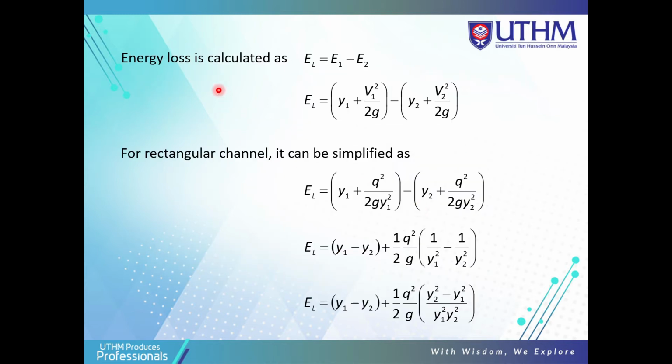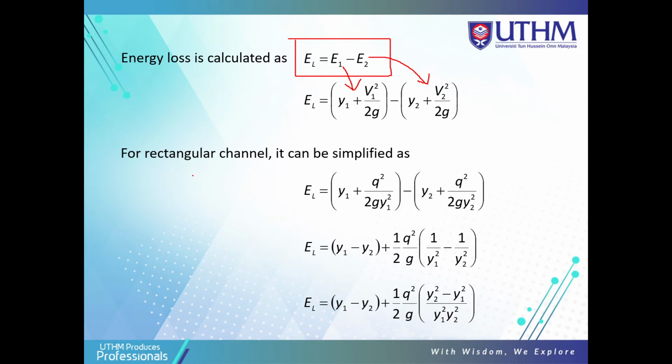Okay, so energy loss is calculated as EL, which is equal to E1 minus E2. This is the basic equation to find the energy loss in a hydraulic jump. So E1, we know this is the equation for E1 using y1, and this is the equation for E2 using y2. So we get the equation here.